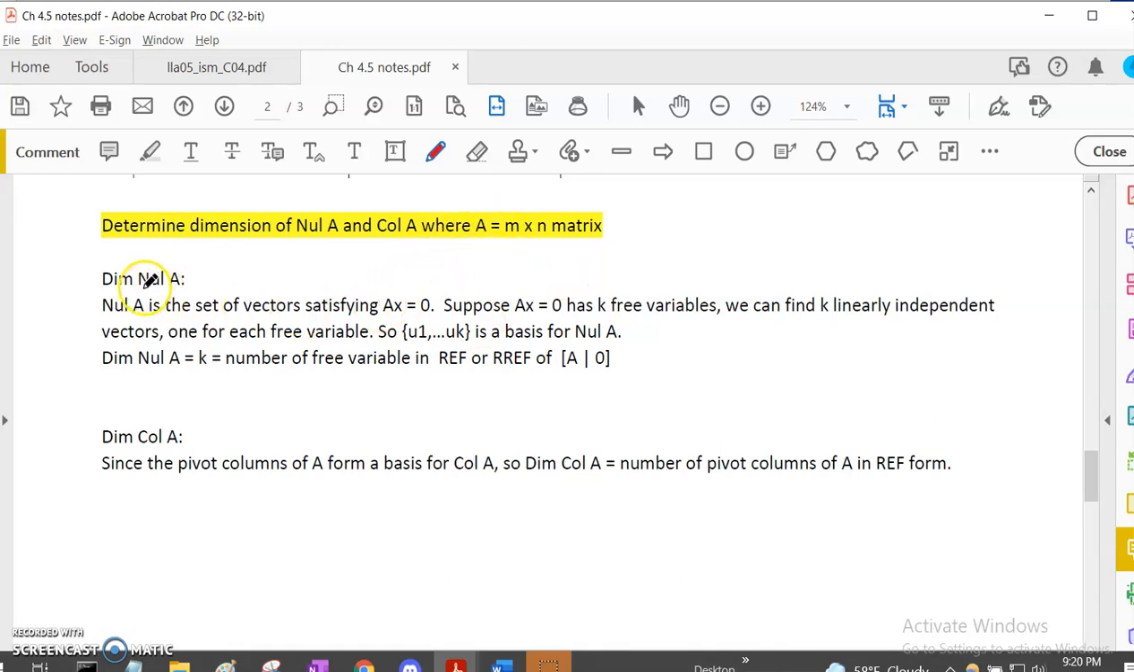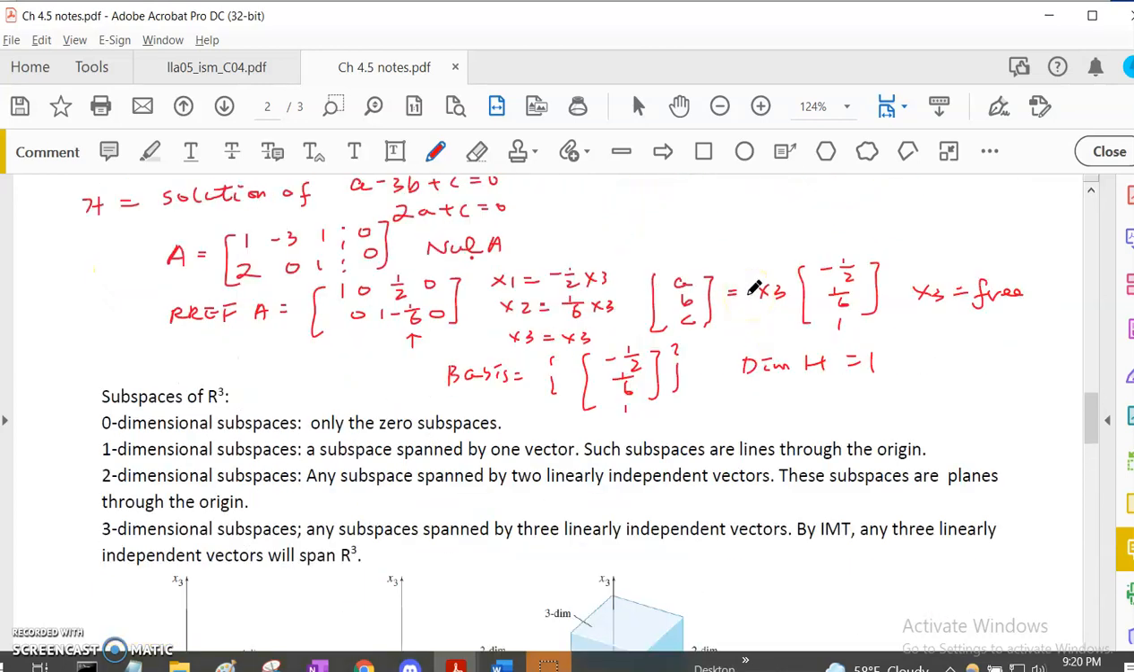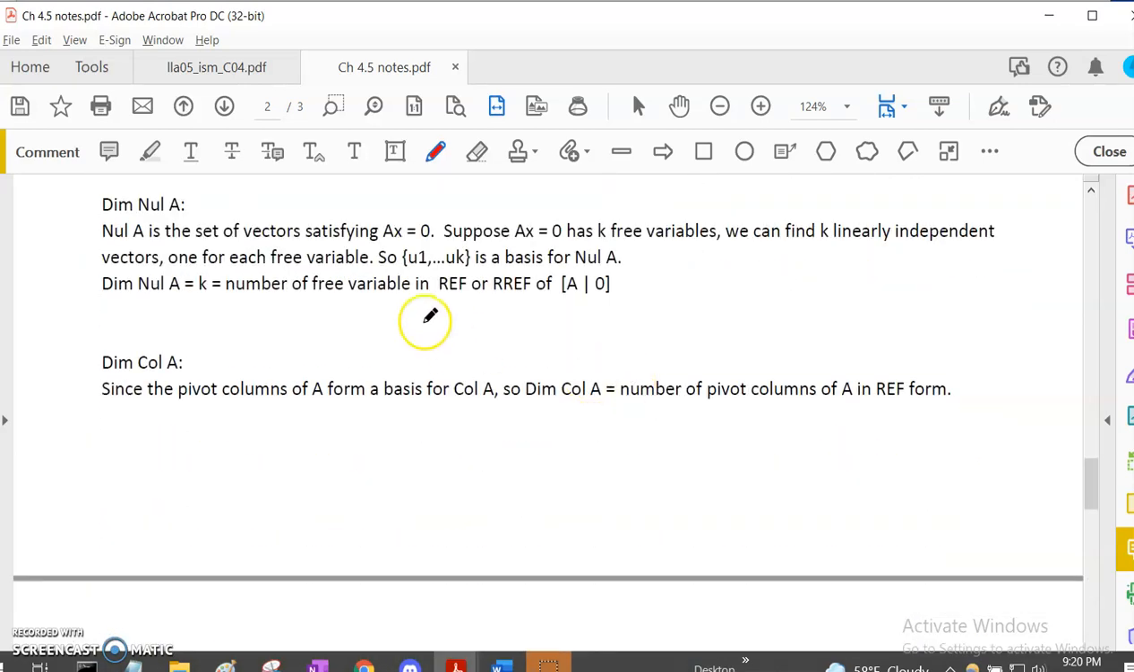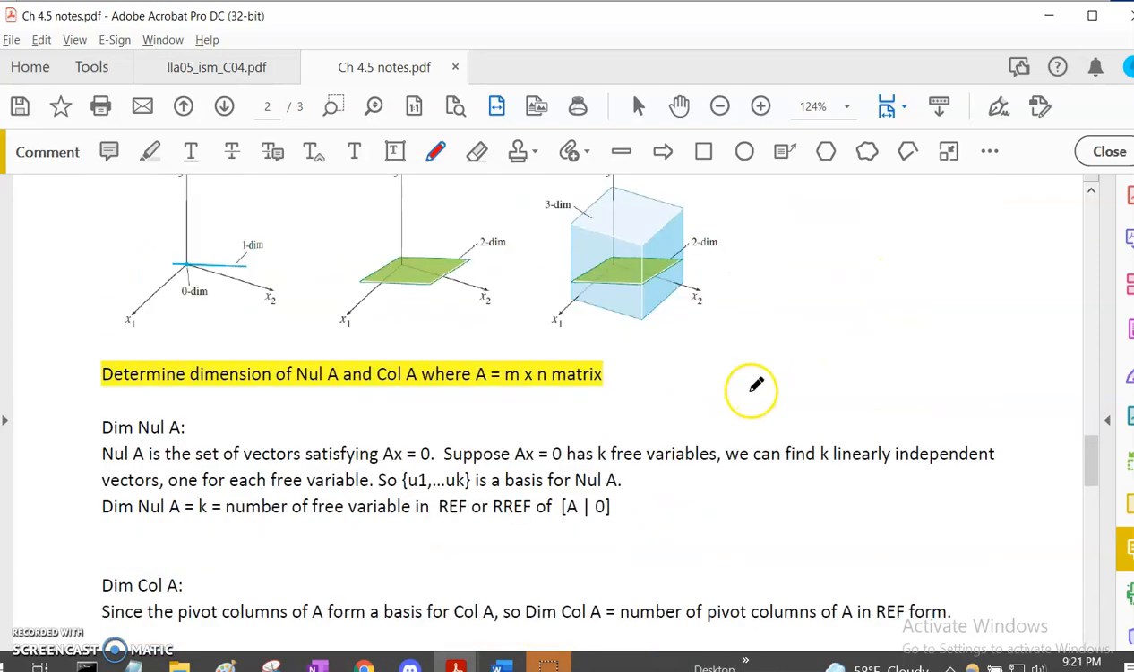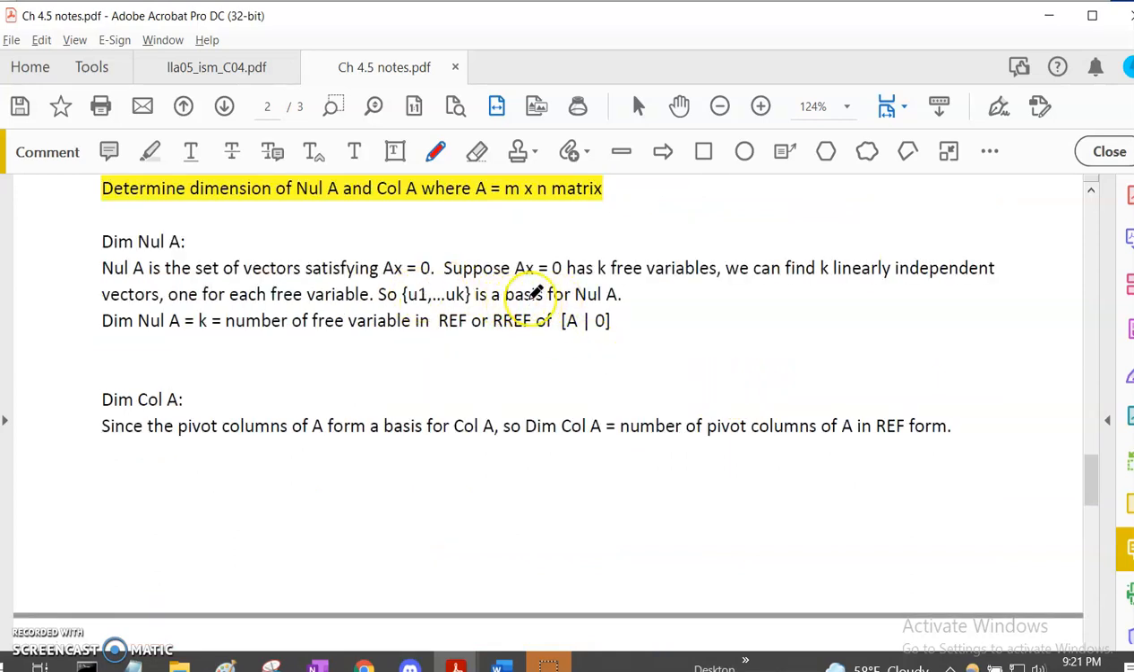So first is to find the dimension of null A, and we talked about how to generate null A, but let me briefly talk about it here. Null A is the set of vectors satisfying Ax equal to 0. The number of elements in the basis must be equal to the number of free variables. So if you have k free variables, there will be k linearly independent vectors. They must be linearly independent, so they would form a basis for null A. So k is the number of free variables in the REF or RREF of A.